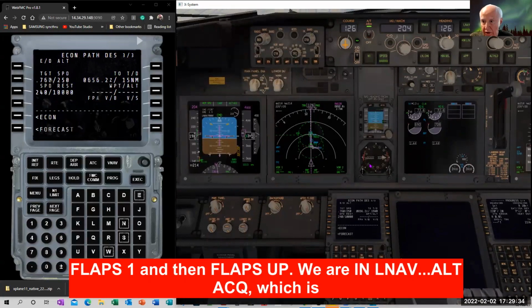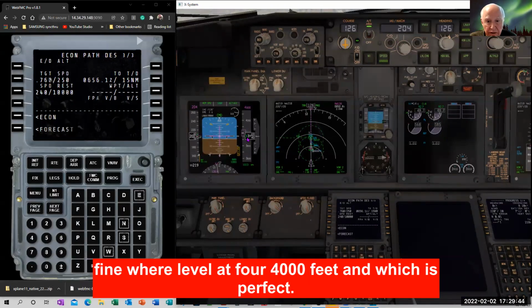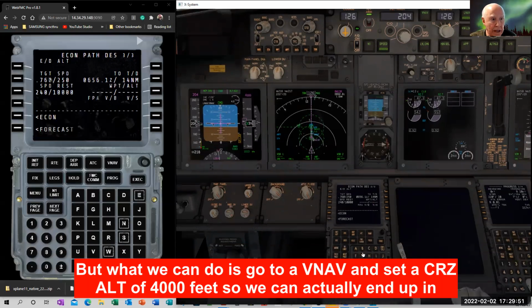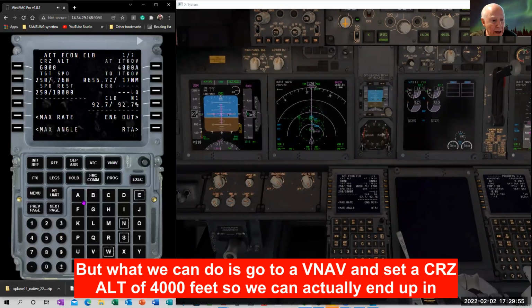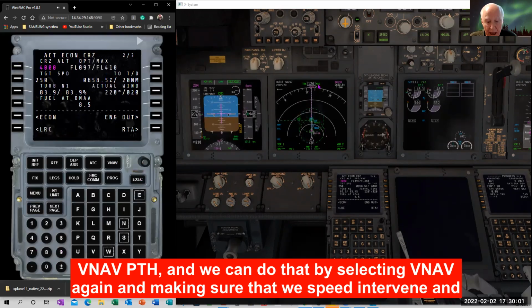Flaps 1 and then flaps up. We are in LNAV, altitude acquired, which is fine. We're level at 4,000 feet, which is perfect. But what we can do is go to VNAV and set a cruise altitude of 4,000 feet. So we can actually end up in VNAV path.